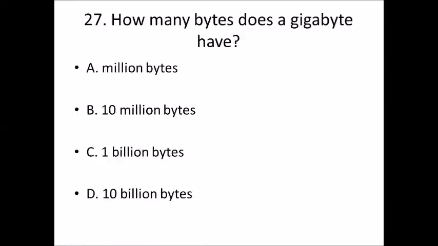27th bit. How many bytes does a gigabyte have? Option A, million bytes. Option B, 10 million bytes. Option C, 1 billion bytes. Option D, 10 billion bytes. Answer guess cheyandi. Answer option C, 1 billion bytes.